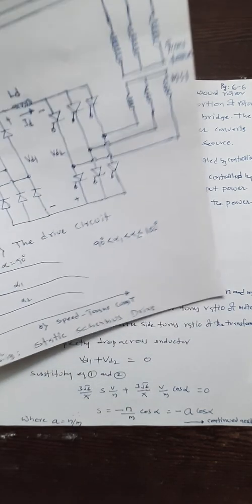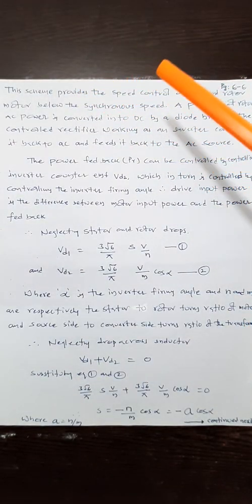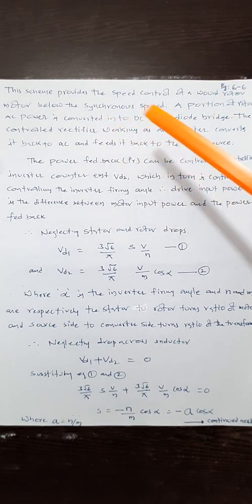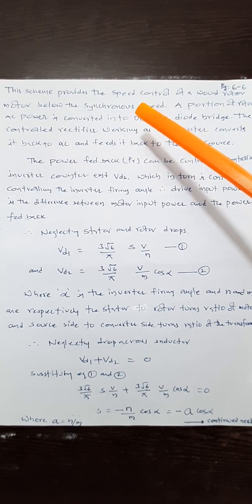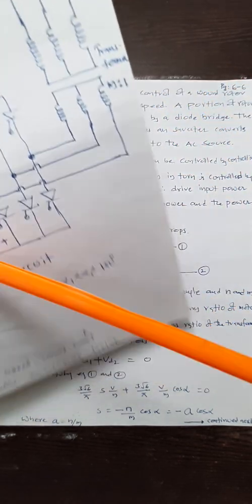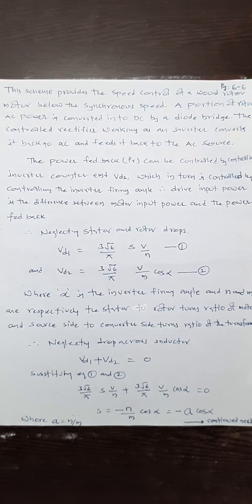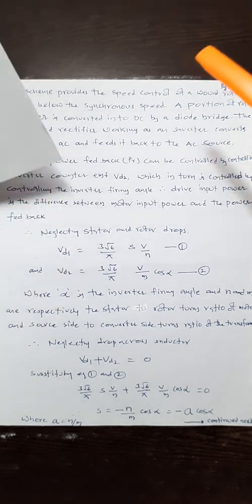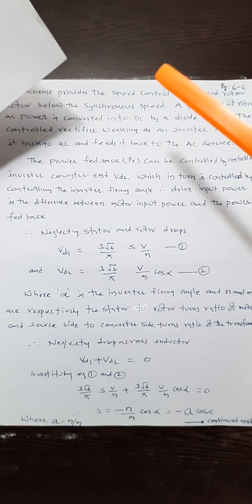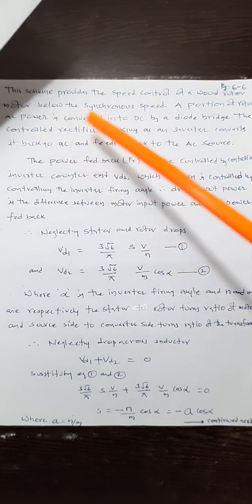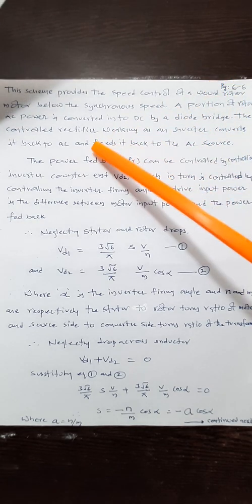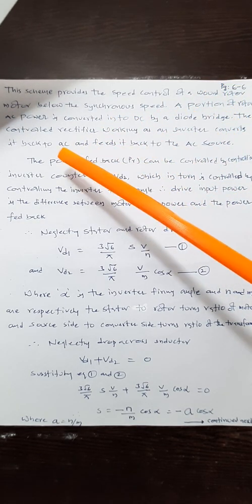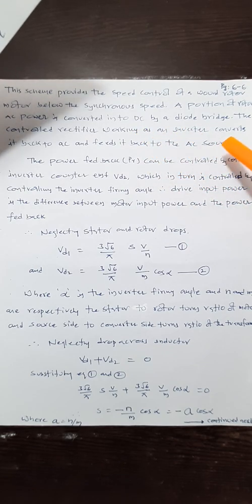As per our discussion, this scheme provides the speed control of a wound rotor motor below synchronous speed. You should observe that the speeds obtained with the help of this system are below synchronous speed. So what does the system do here? A portion of the motor AC power is converted into DC by a diode bridge, and the controlled rectifier working as an inverter converts it back to AC and feeds it back to the AC source.